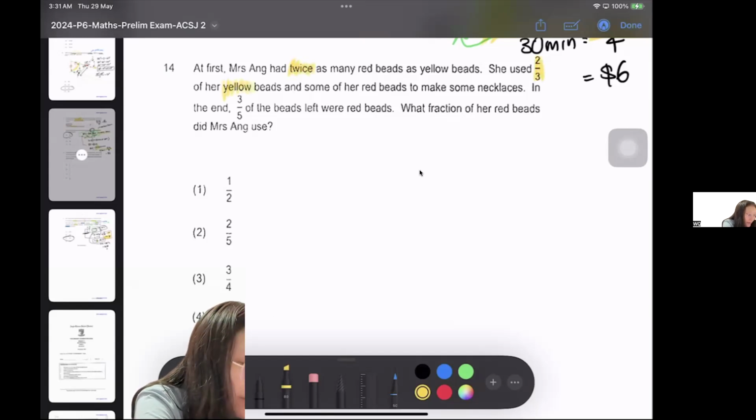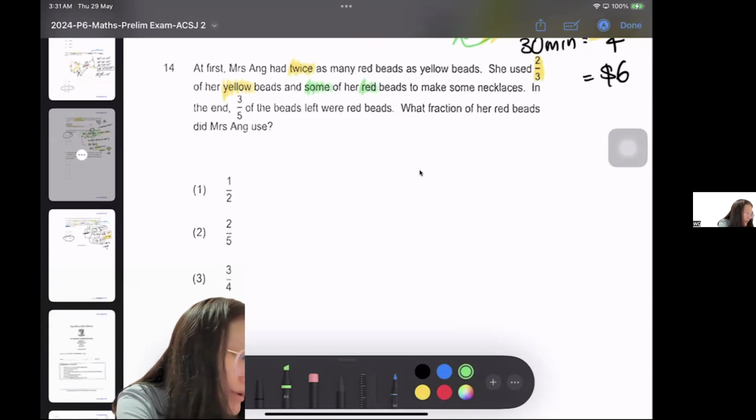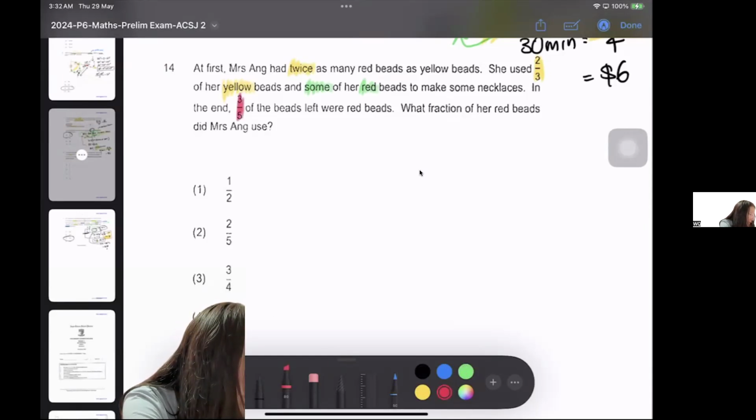Did she say how many red beads she used? No, okay, that's a question mark. It's just some, you don't know how many red beads she used. Okay, to make some necklaces. In the end, there were 3/5 of the beads left with red beads. Okay, so 3/5 were red.